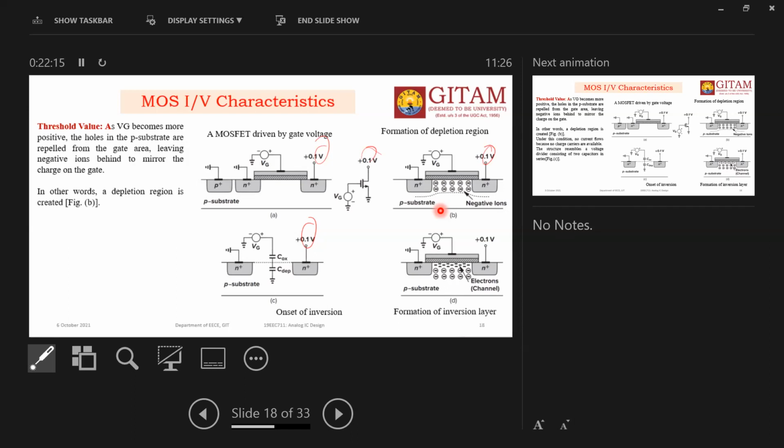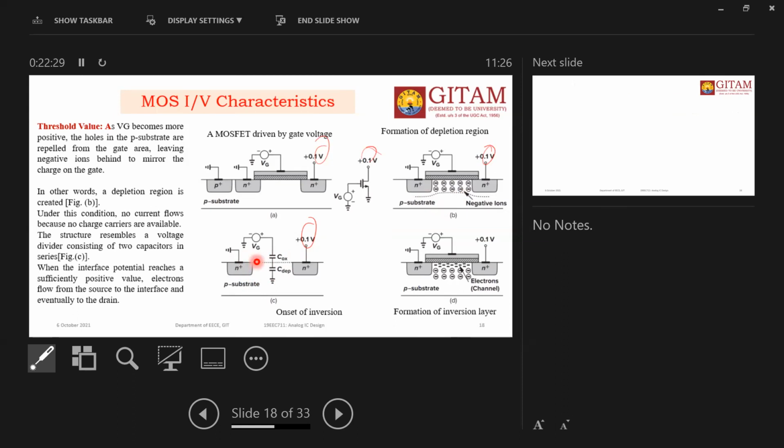In other words, the depletion region is created. Yes, the depletion region here is created. The structure resembles a voltage divider consisting of two capacitors. This is the voltage divider with two capacitors. So when the interface potential reaches a sufficient positive value, this is the interface.